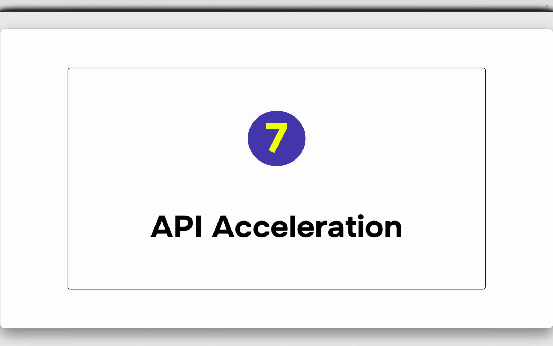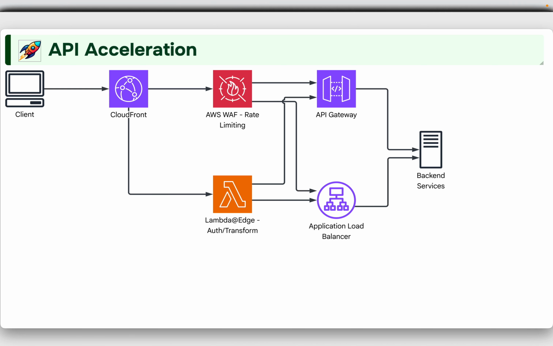Seventh topic is API acceleration. The diagram shows the API acceleration architecture. The client connects to CloudFront, which routes to AWS Web Application Firewall for rate limiting. Traffic then flows to either API Gateway or Lambda@Edge for authentication or transformation, and finally to the Application Load Balancer before reaching the backend services.